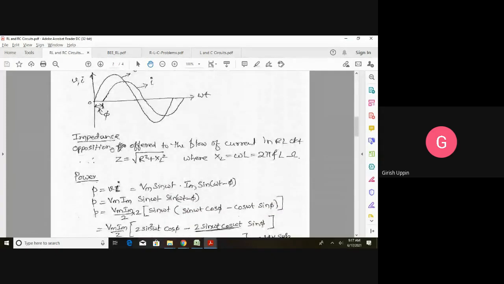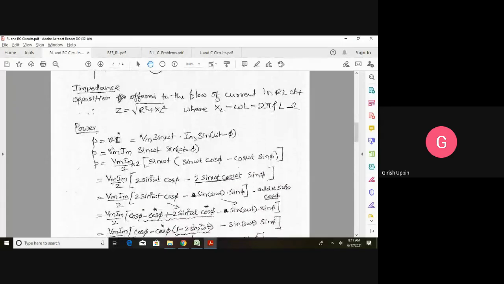Now next, impedance. Already we have seen the opposition offered to the flow of the current in an RL circuit. Z is equal to the square root of R square plus XL square, where XL is equal to omega L, which is equal to 2 pi f L. And this impedance is also represented in ohms.